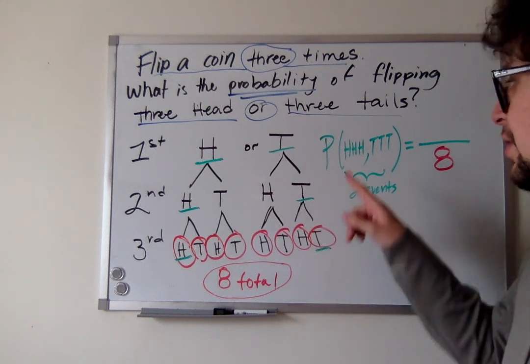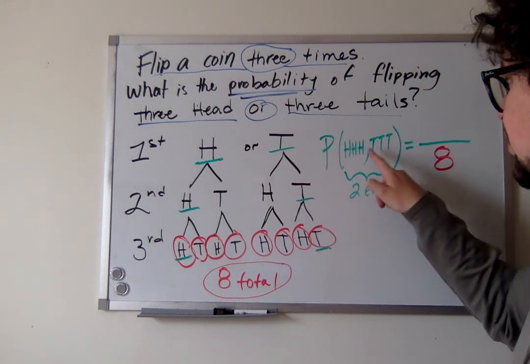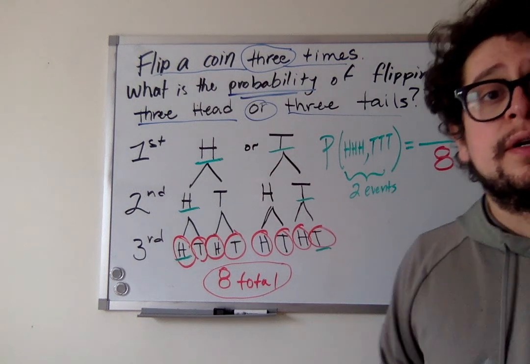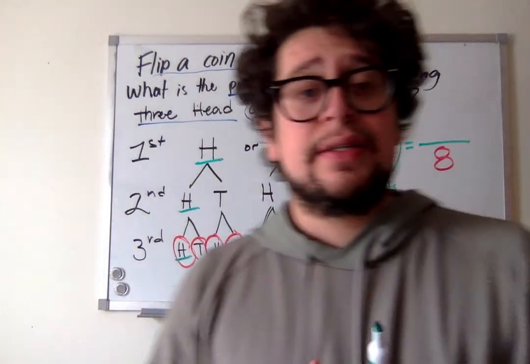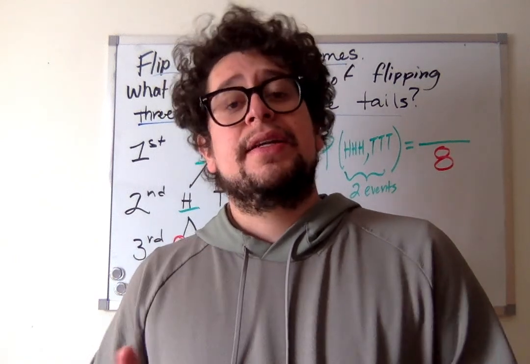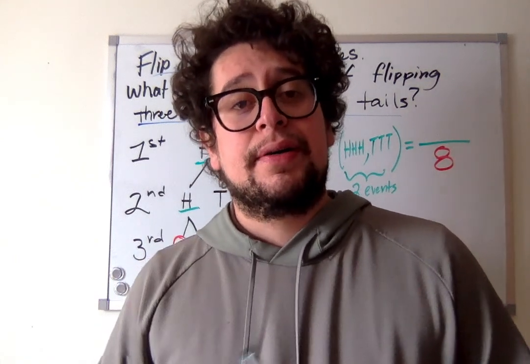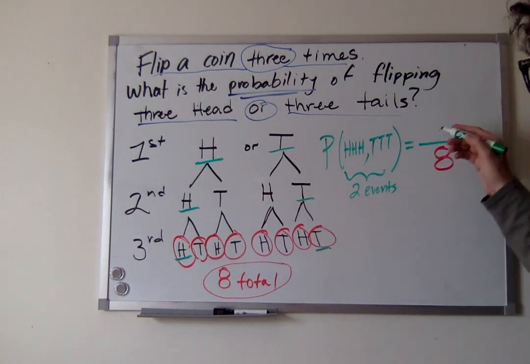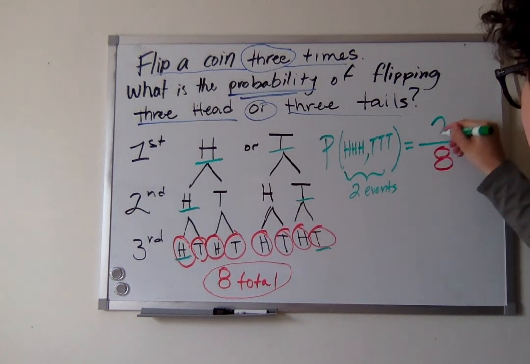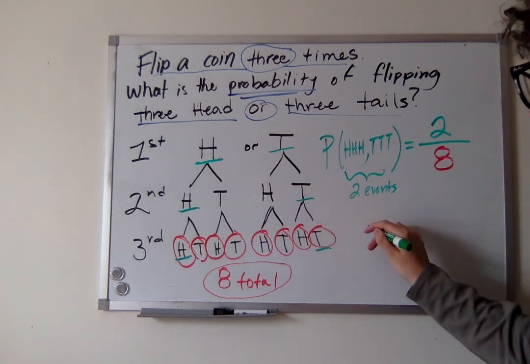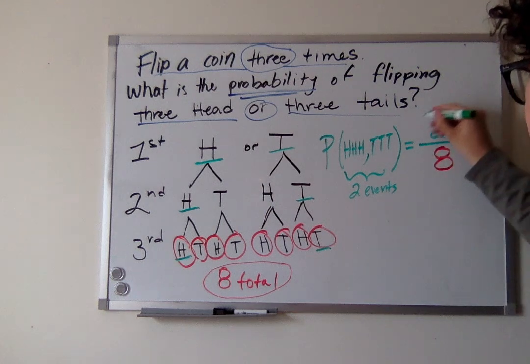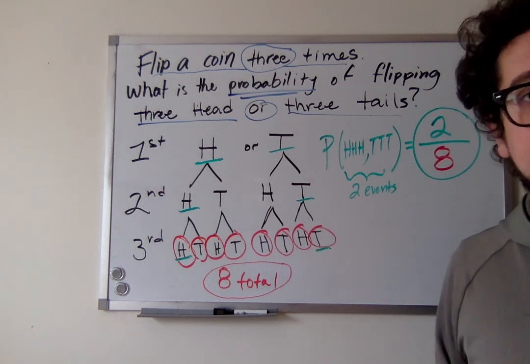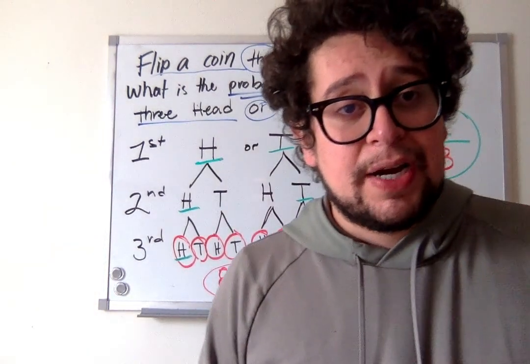Now, don't make the mistake of counting these. 1, 2, 3, 4, 5, 6. Remember, in my parentheses, an event is going to be separated by a comma. Okay? So these are my 2 events. So my 2 goes on the top. And so I get 2 8ths.